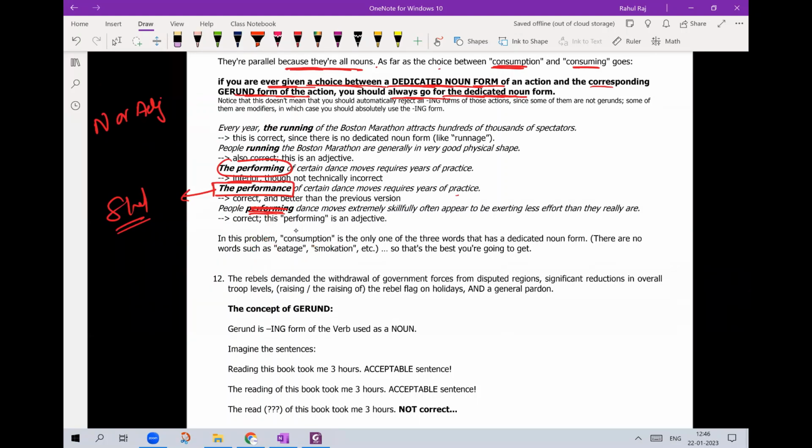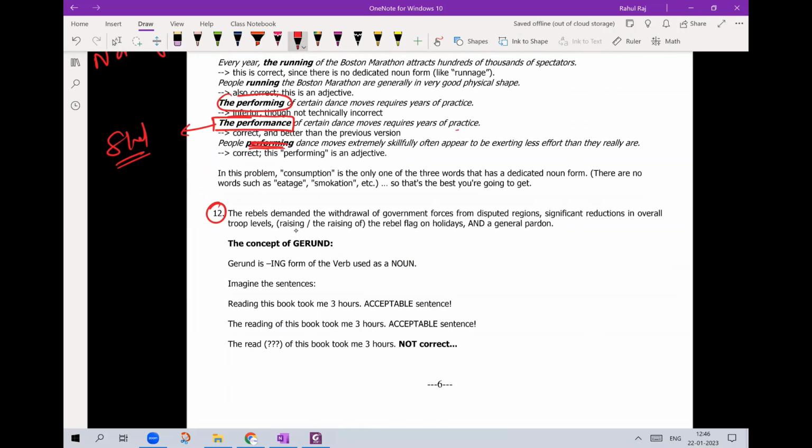I hope now it makes sense, because when you come to question number 12, it says the rebel demanded withdrawal of government forces. Noun. Significant reductions in overall troop level. Noun. Raising in the raising of is a noun, but raising of will be preferred. Ing of is preferred to ing. So this is a noun, because there is no standard noun called raise. Raise as a word is a verb. Raise flag. That's not a noun.